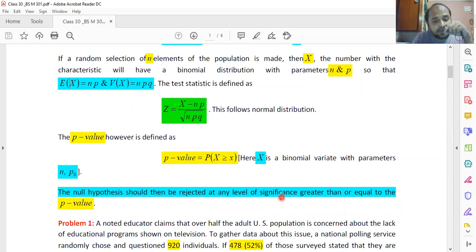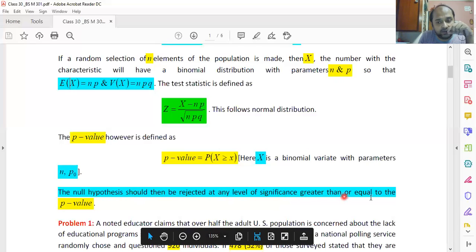Now, the statement which I have colored over here in blue has been taken from the definition of the p-value. So the p-value is saying that you have to be careful enough to choose your level of significance. If you select a level of significance greater than the p-value obtained for the present situation, then you have to reject your null hypothesis. Otherwise, you can accept your null hypothesis.